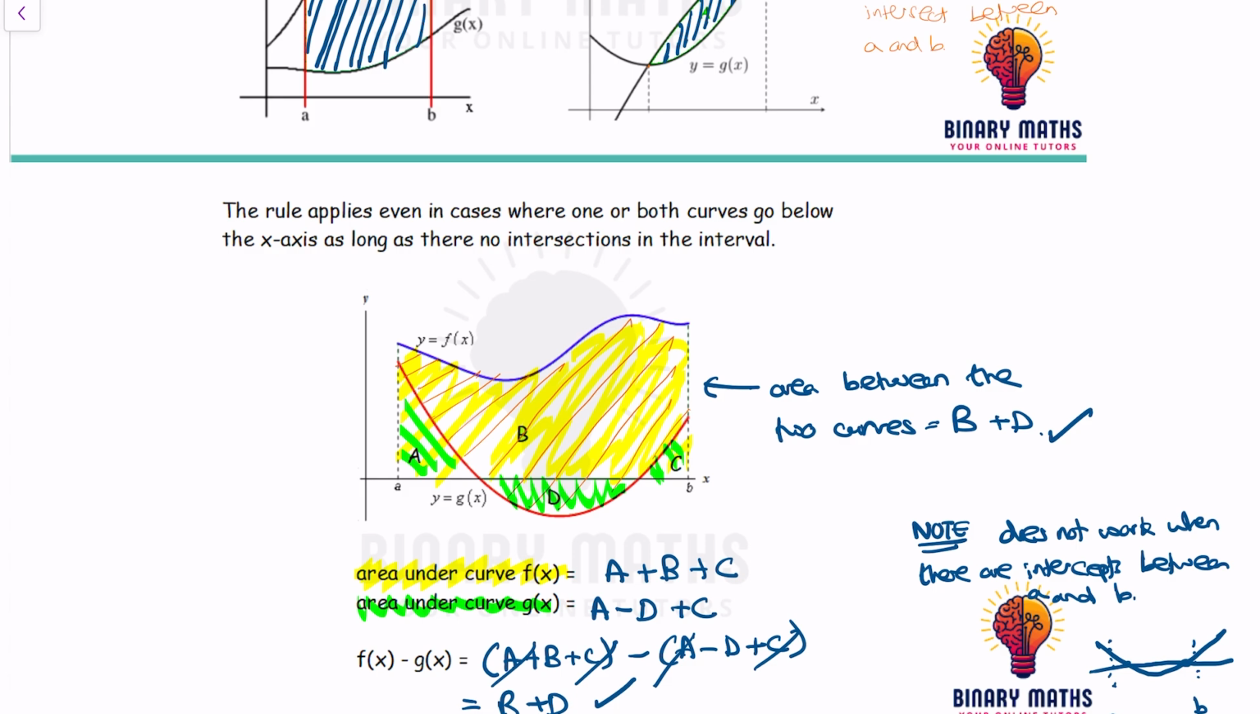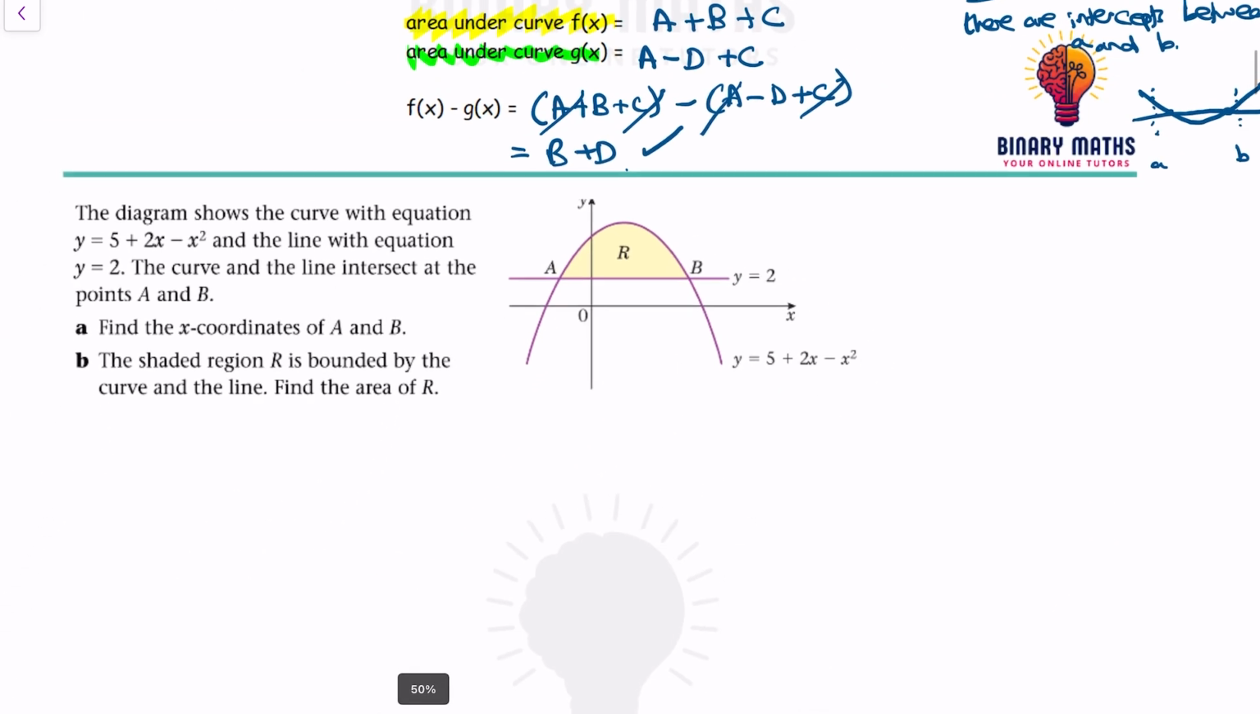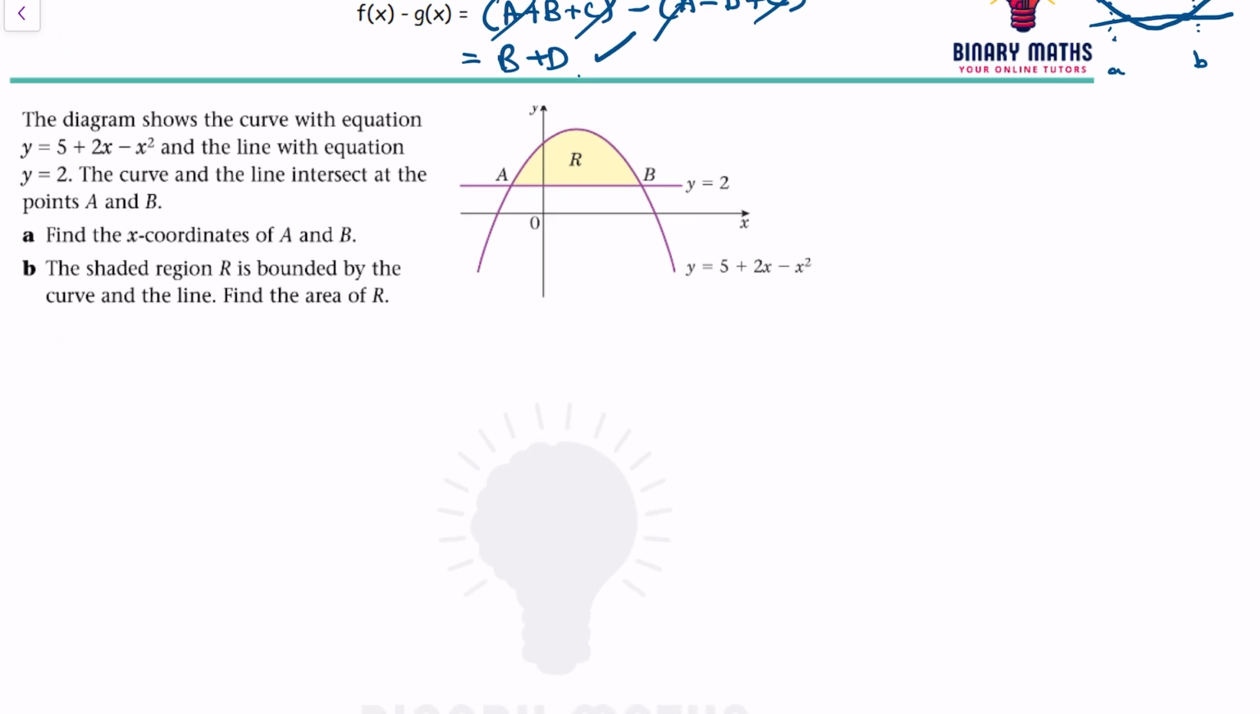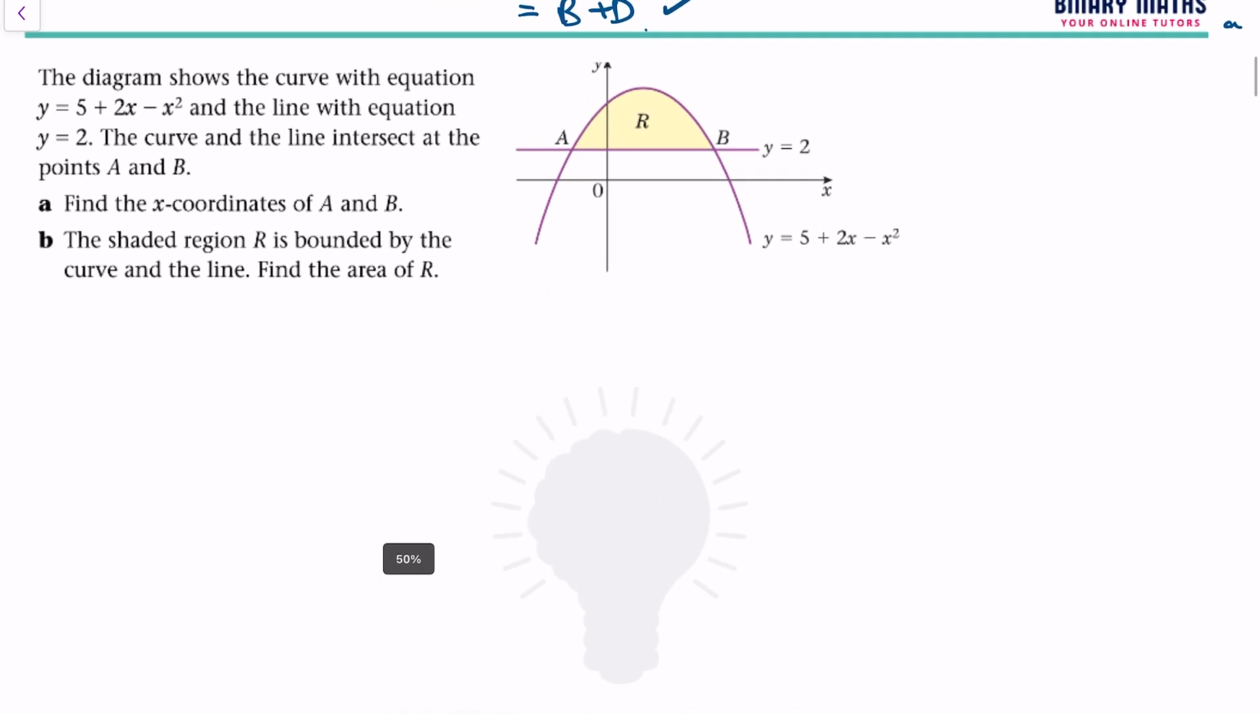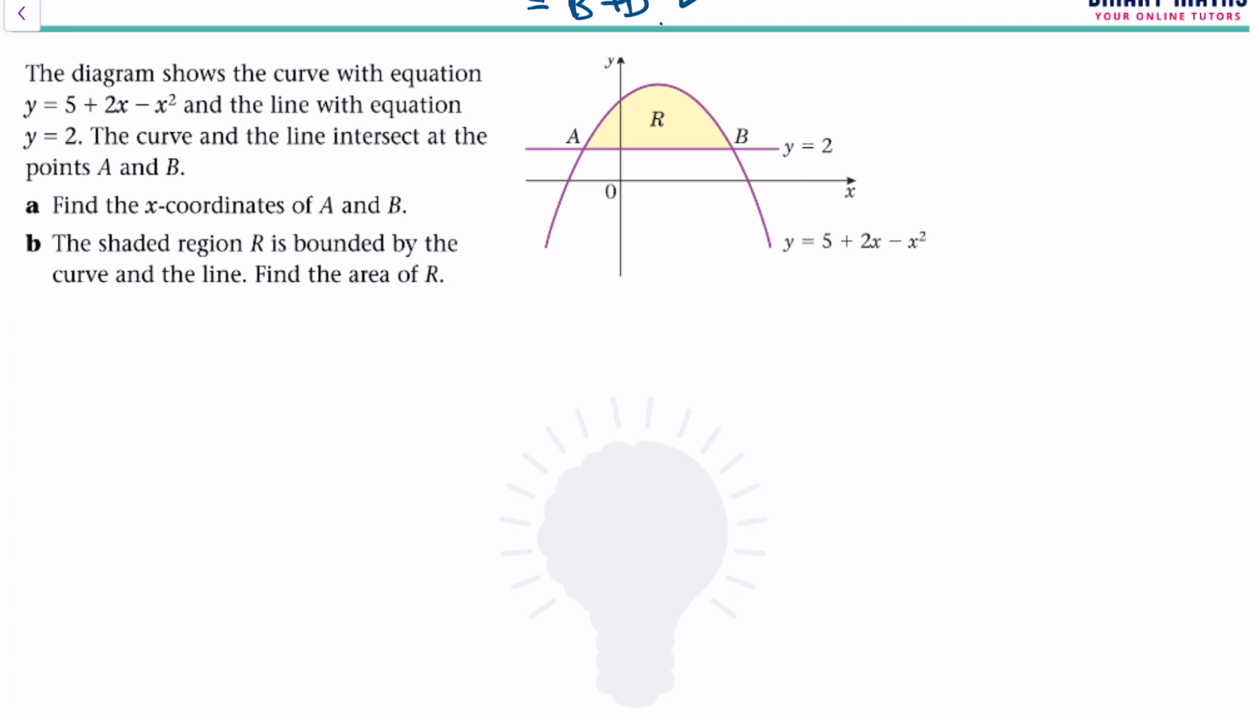So now let's apply this rule to some examples. Let's go through these. The diagram shows a curve with equation y is equal to 5 plus 2x minus x squared and the line with equation y is equal to 2. The curve and the line intersect at the points A and B. Find the x coordinates of A and B.